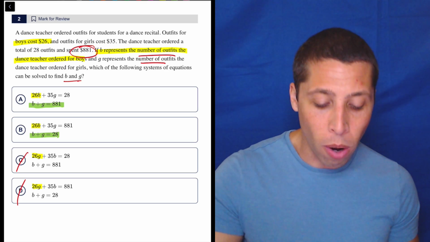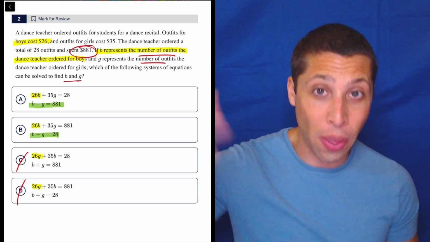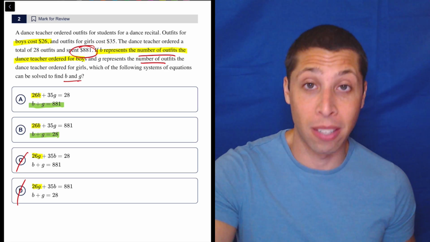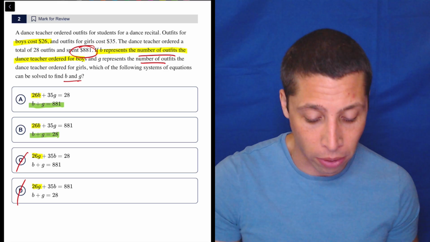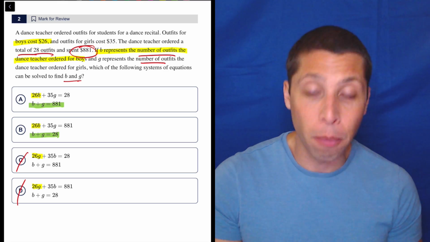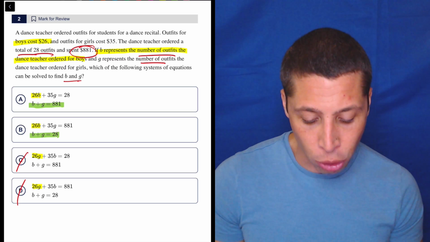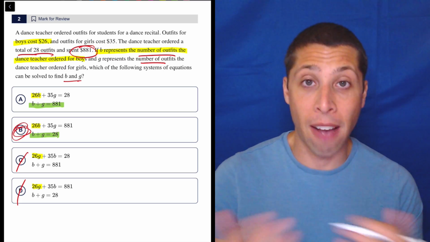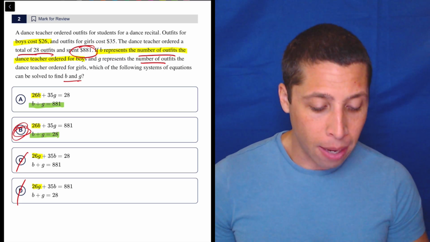So the 881 is going to match with the things that have dollar amounts in them. We said $26 per boy outfit, whatever. So it's the 28 outfits. That's the total of both boy and girl. So it's got to be choice B here. We need to have B plus G equal 28.